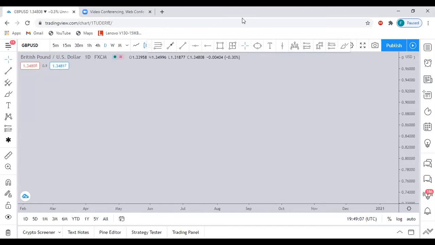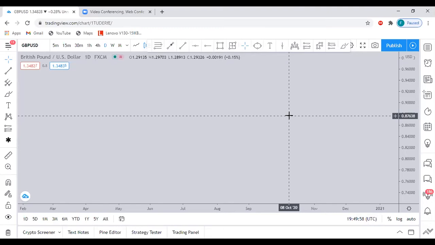So let's look at them one by one. First of all, let's look at fair value gaps, then we'll look at liquidity voids, and then we'll look at volume imbalance. Then I'll explain to you their significance and what they mean when we see them on the charts, and what price does when it goes to fill them or gets close to them. So let's get started. Let's start with fair value gaps.